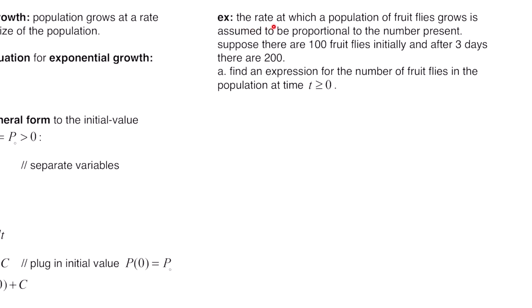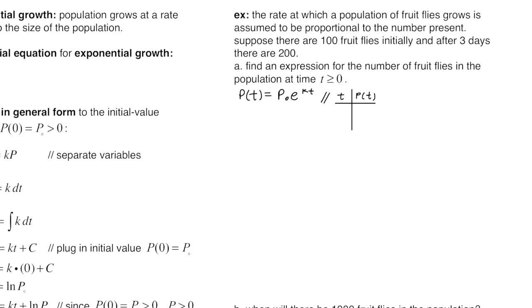This example says the rate at which the population of fruit flies grows is assumed to be proportional to the number present. Suppose there are 100 fruit flies initially, and after 3 days there are 200. Part A says find an expression for the number of fruit flies in the population at time t greater than or equal to 0. So I just wrote down the equation.